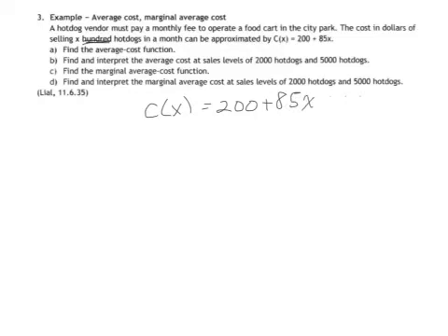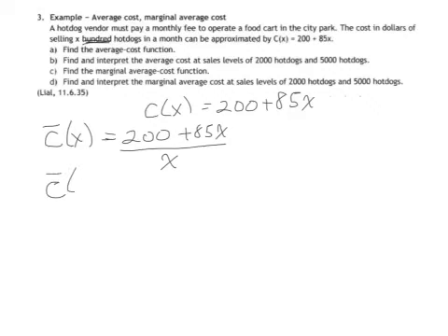Okay. So part A says find the average cost function. So again, remember, average cost, you're going to divide the cost function by x. Okay, so let's do that over here. So that's going to be 200 plus 85x all over x. And we can simplify that. It's going to be 200 over x plus 85x over x, which is just 85, right?